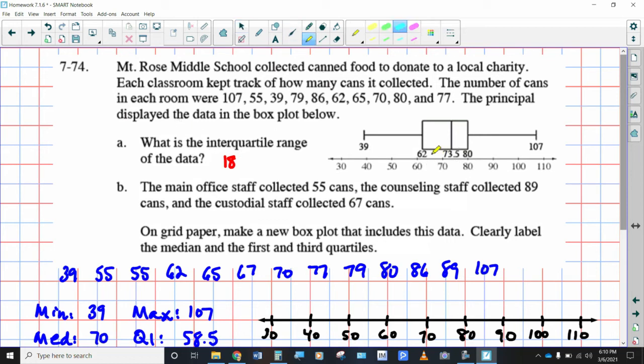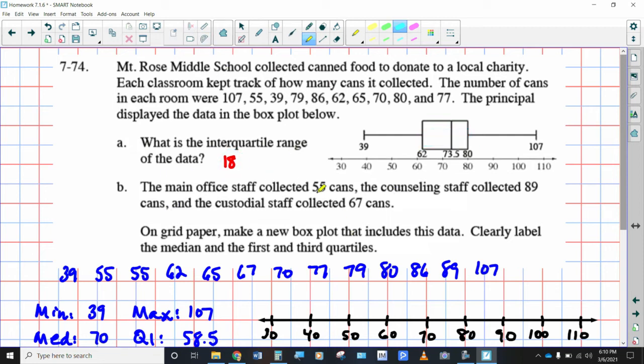Well, that's pretty straightforward. The difference to get from the first quartile to the third quartile goes from 62 to 80, so that is 18. Notice how the median is 73.5. If we put these in order from least to greatest, there must be 2 numbers in the middle. What would it be? 70 and 77 must be in the middle because their average is 73.5. The minimum is 39, the maximum is 107, and then you got your quartiles.